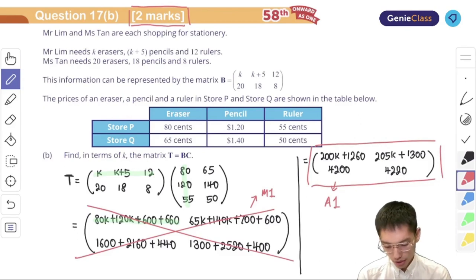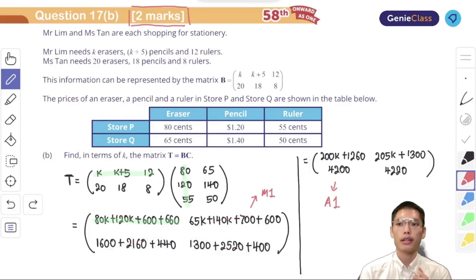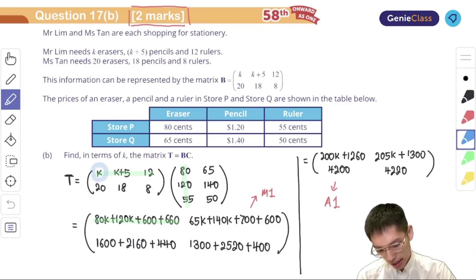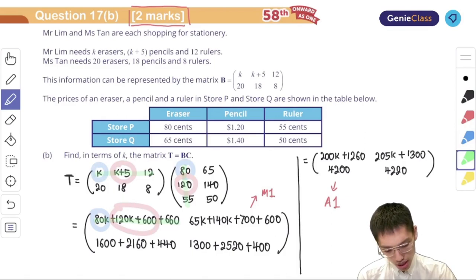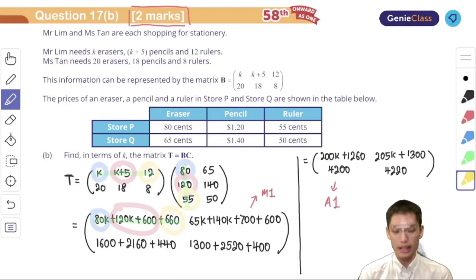But then again, going back to this question, we need the full working. So I hope this is a bit clear. Matrix multiplication. Just a recap on how you get this entry. 80k is achieved by k and 80 to give me this. k plus 5, 120 to give me this. And lastly, 12 and 55 to give me this. And you repeat the same for the other rows. So by now it should be quite firm.